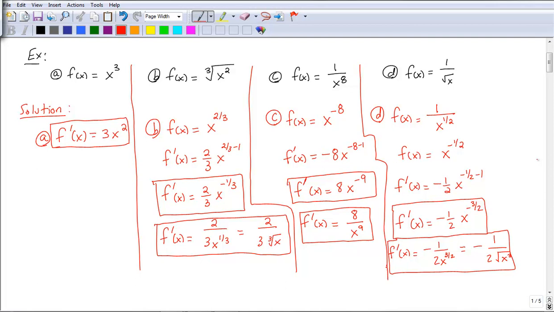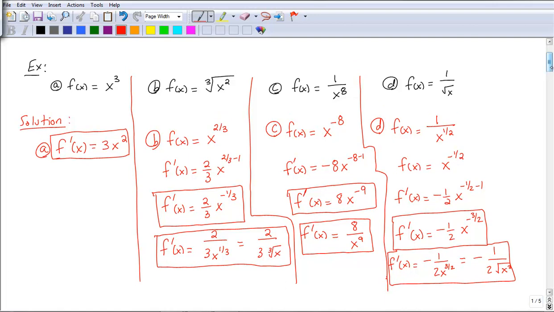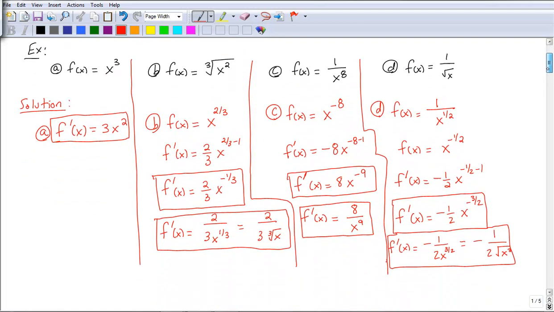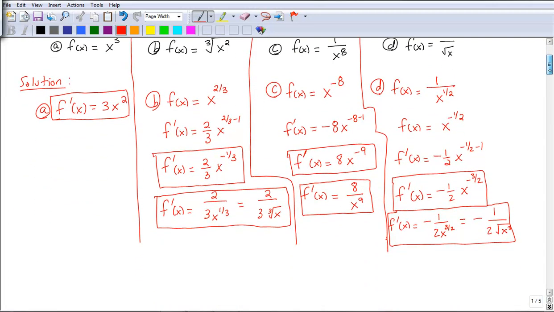So the power rule is just, you write it as an x to a power, you take the power and multiply it in front, and subtract 1 from the power. And these are good ones to practice, because this stuff is the foundation of the other derivatives we'll find.